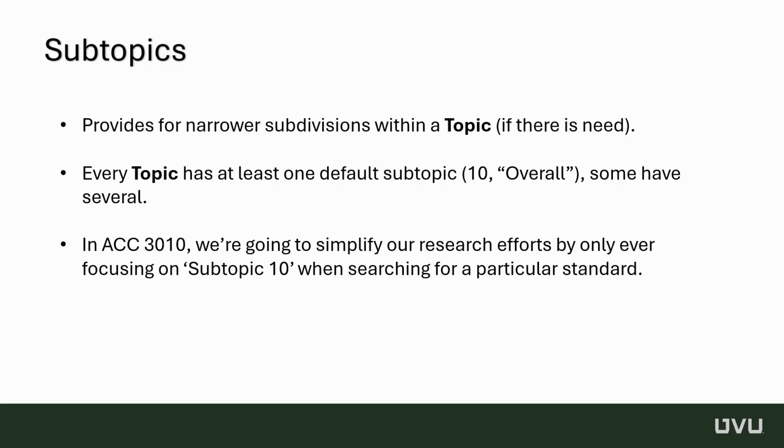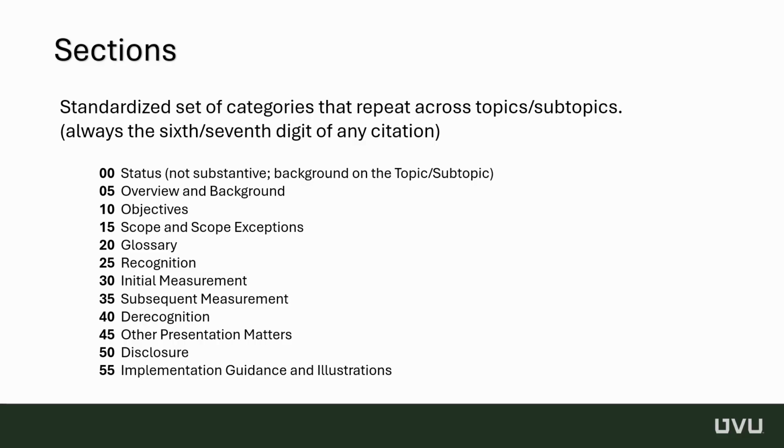Now to a more interesting part of the hierarchy, sections. Sections are the 6th and 7th digit of any ASC citation, and they tell you what type of guidance you are looking at within a topic. On the screen, you can see the full standardized list of section categories. Essentially, these are telling you what you'll specifically learn about within a given topic.